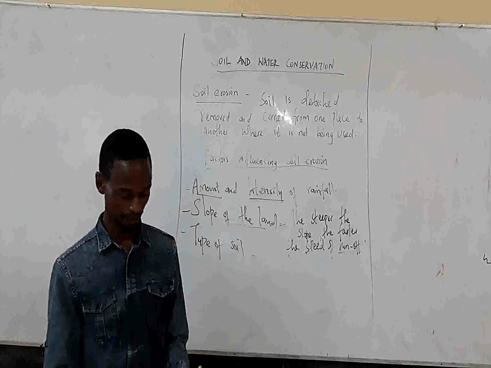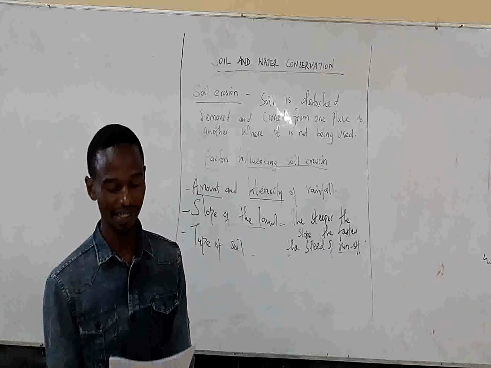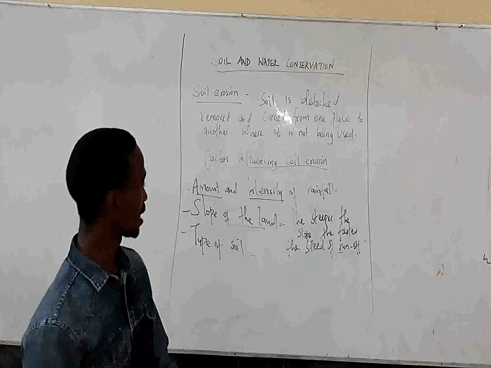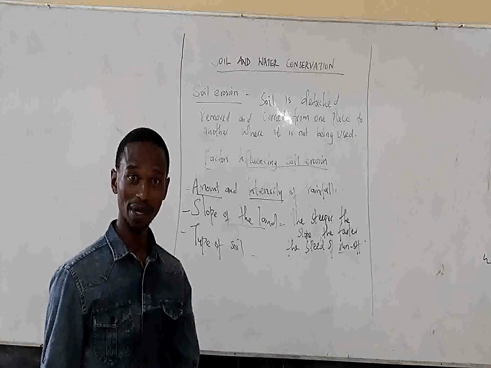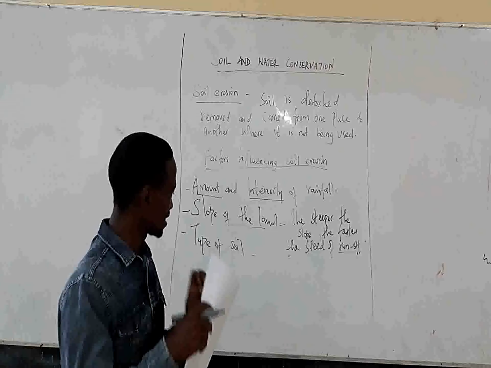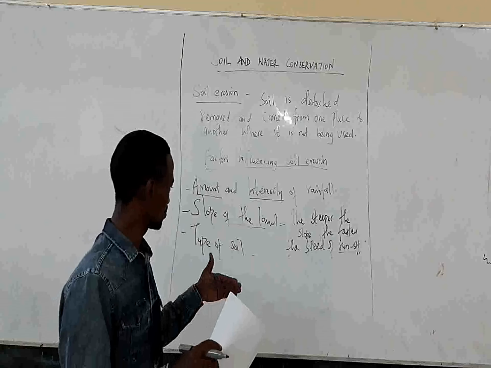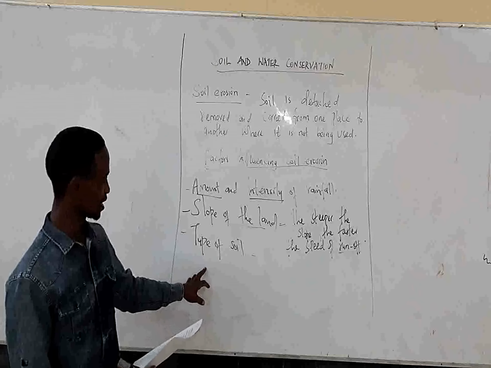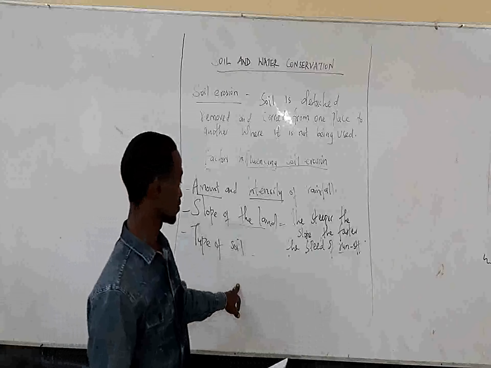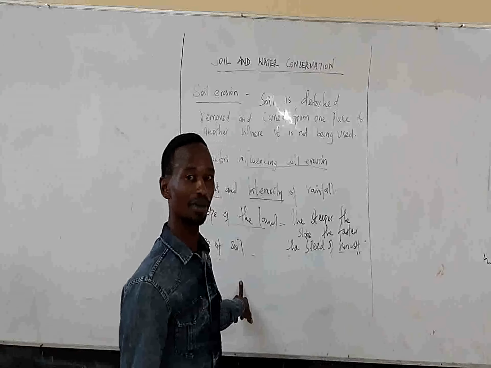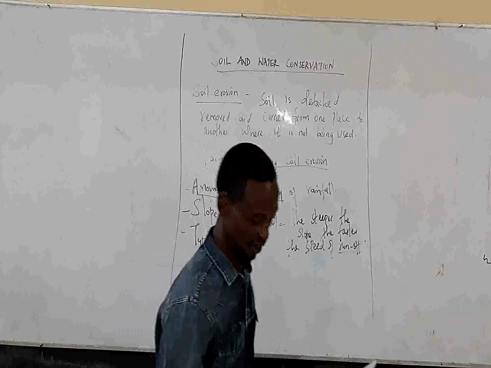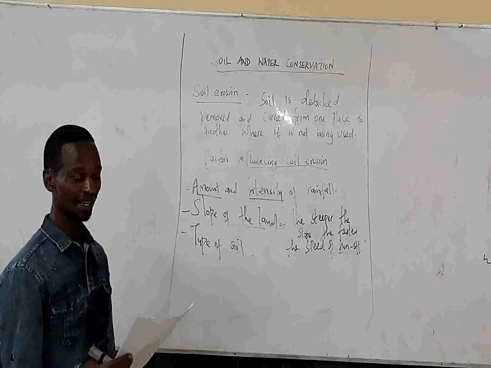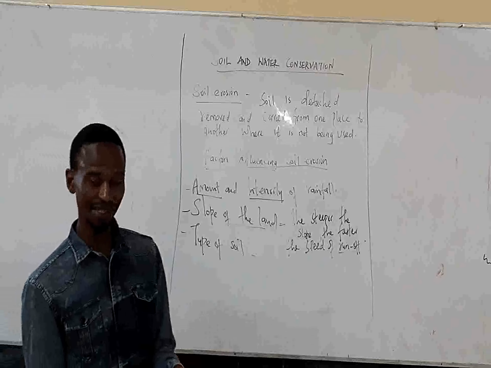Then number three, the next factor is the type of soil. Some soils with loose texture, for instance sandy soils, are easily eroded because the particles are detached from each other, and that makes them prone to soil erosion. Where we have sandy soil, the rate of soil erosion is higher as compared to where we have clay soil. So sandy soils are easily eroded, and clay soils are the least affected.